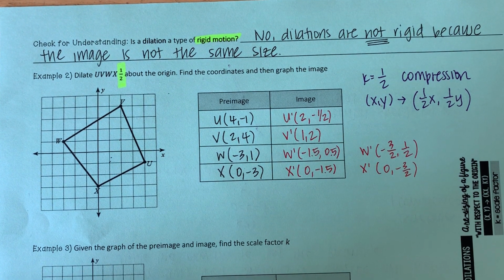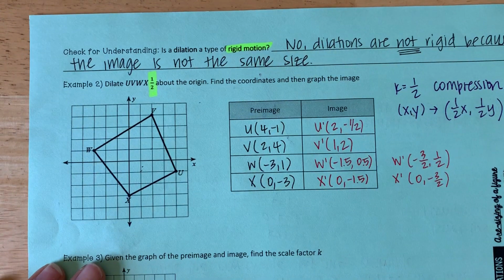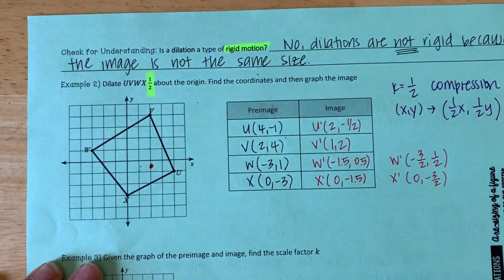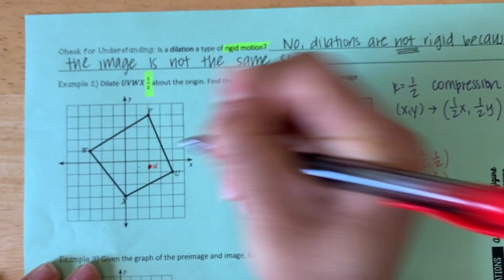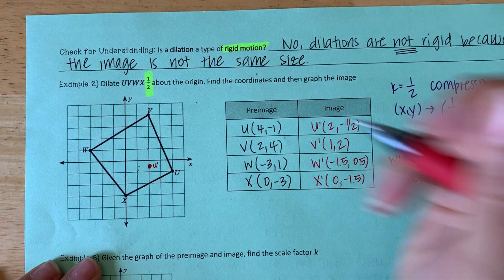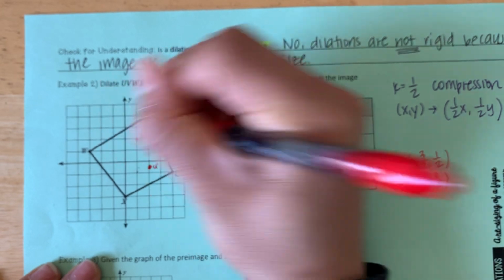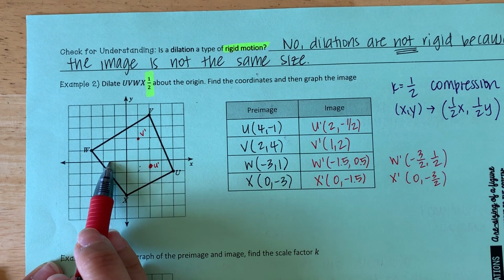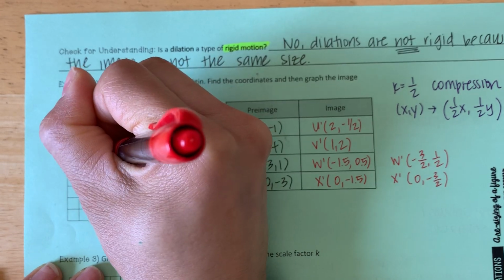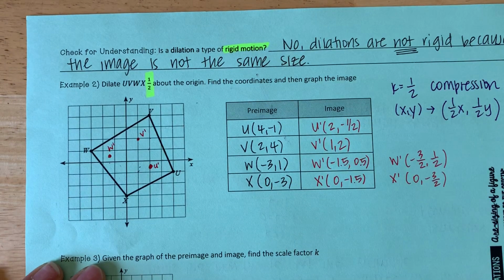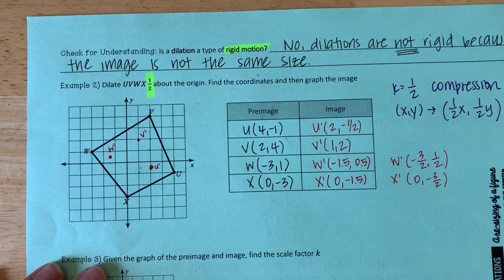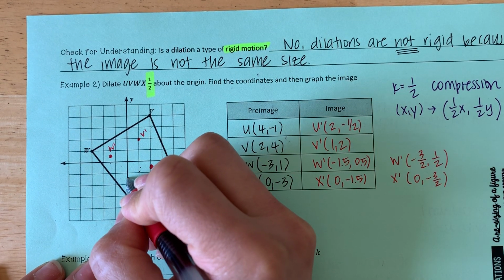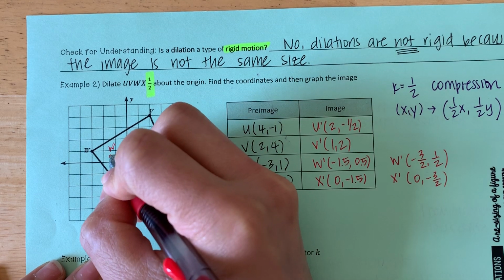We're going to go ahead and graph this new image. 2 comma -1/2 is down here, which is U prime. V prime is 1 comma 2. W prime is -1.5 comma 0.5. So we're going in between because it's halves. And then 0 comma -1.5 is our X prime.